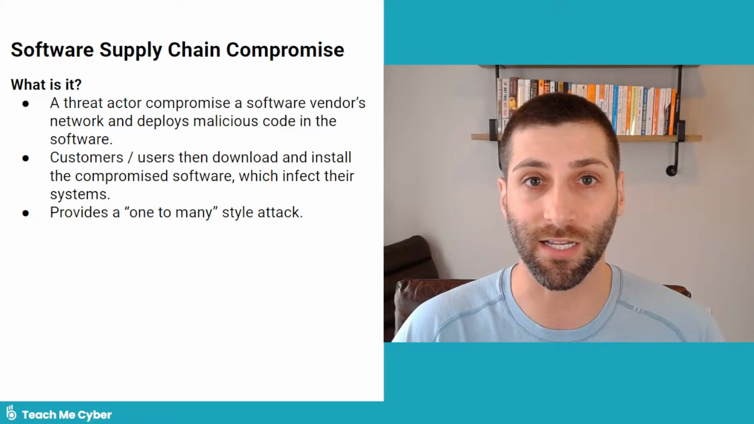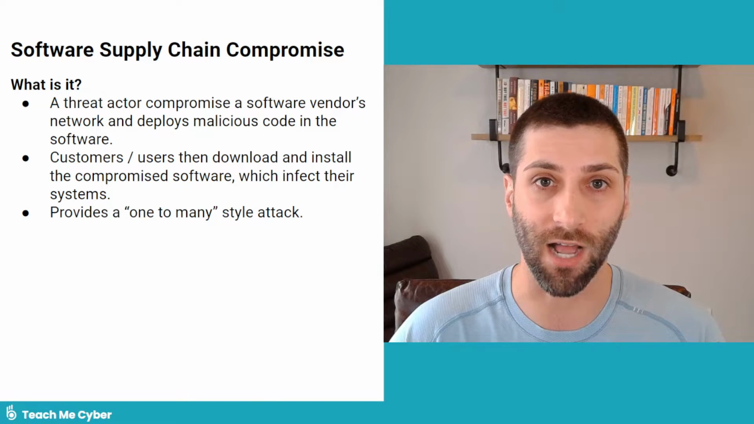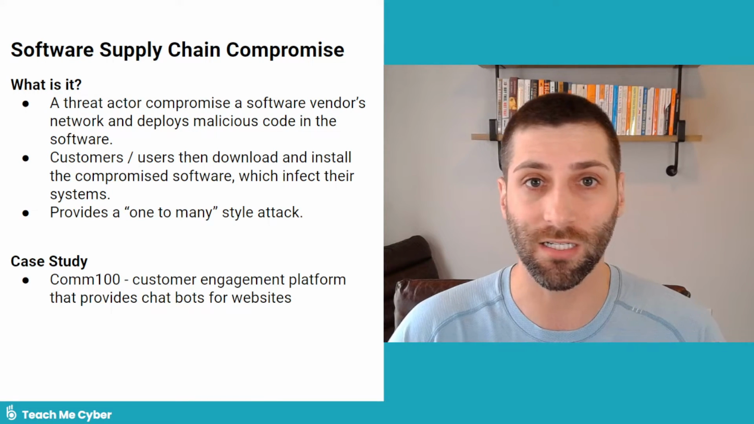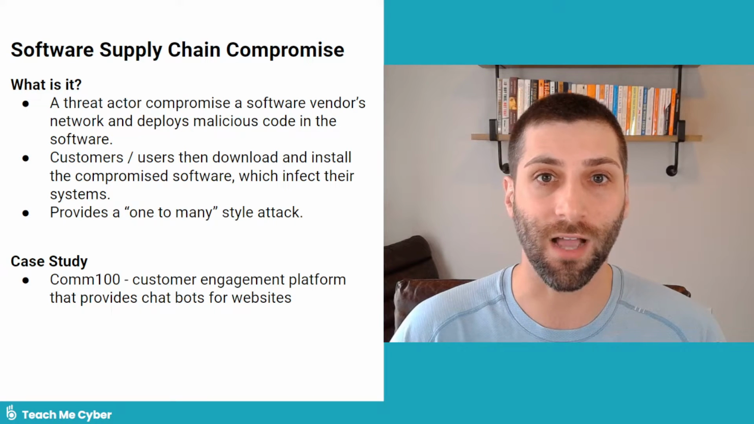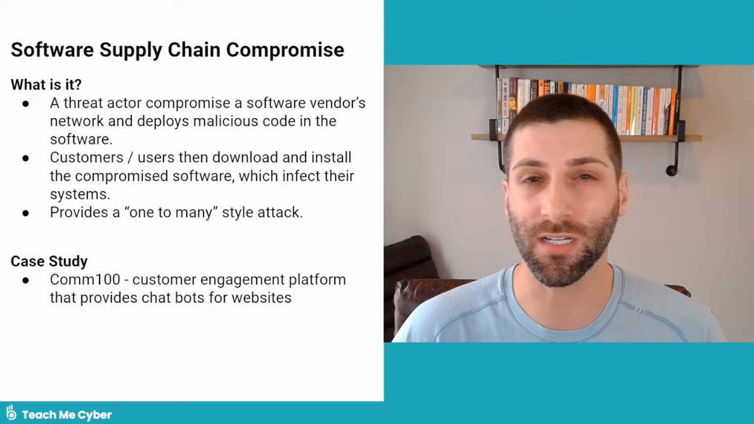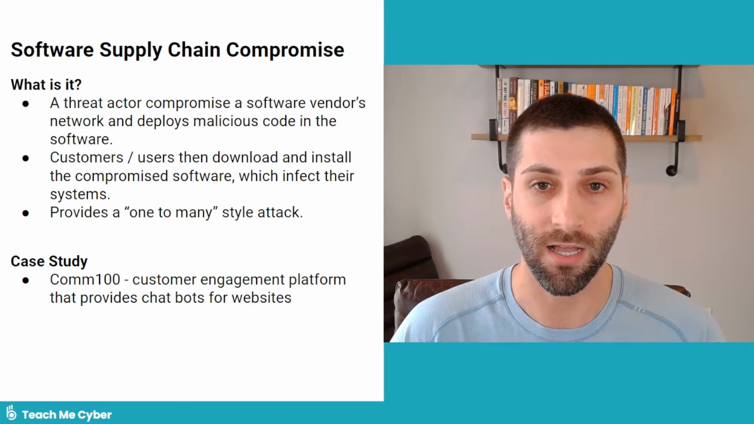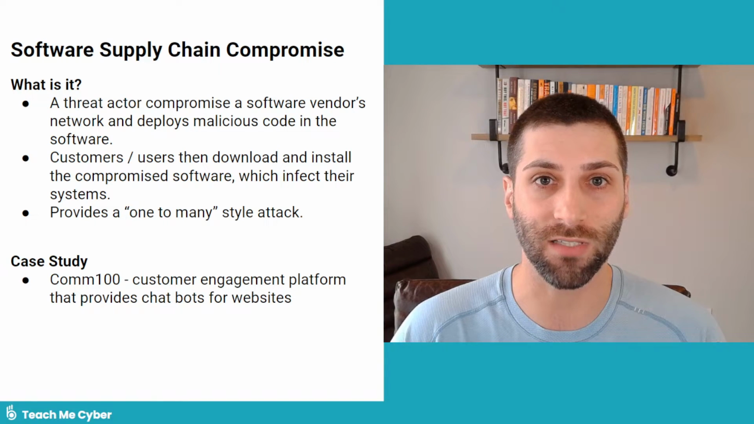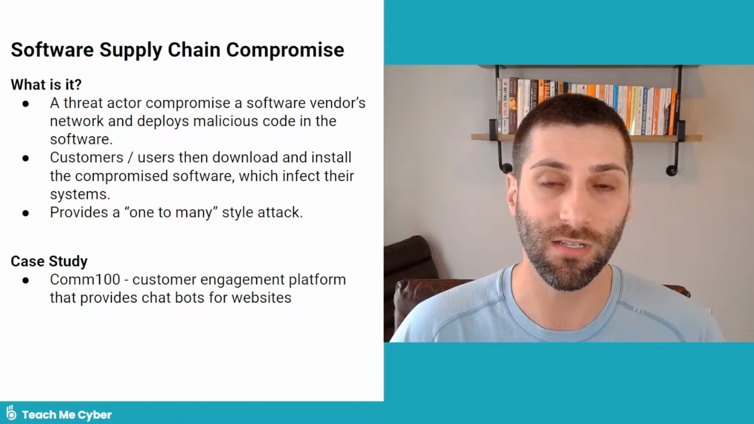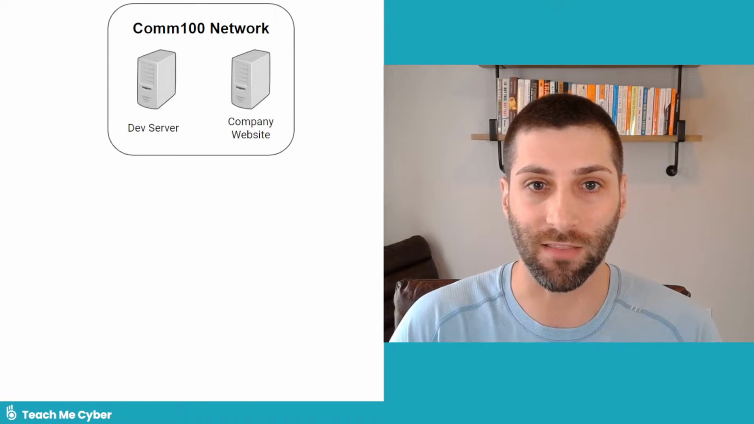When you think of something like SolarWinds, that's a really good example of a software supply chain compromise. More recently, we have a case study that we're going to dig into with a company called Com100. This is a customer engagement platform that provides chatbot services for websites. In particular, what we saw was that they got into the environment, modified a desktop agent, and then were able to infect other systems. So let's dig into it and really look at this.